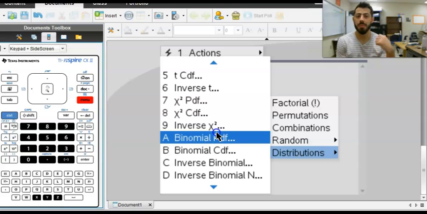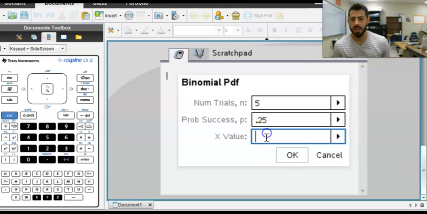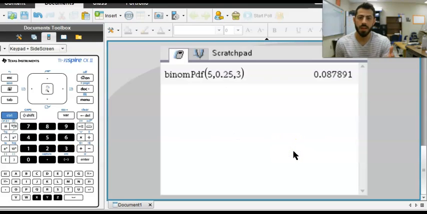So if I want to know the probability that x equals 3 in our last example, I could do the total number of trials, the probability of success, which in this case was 0.25, and then a specific x value, in our case 3, and we see the 0.0878 that we had before.